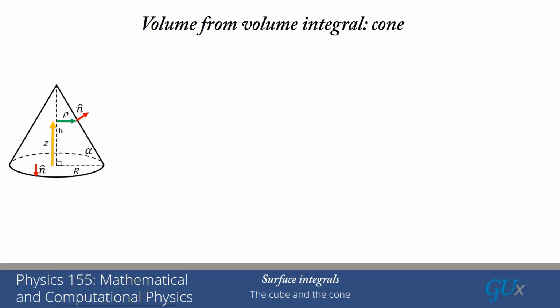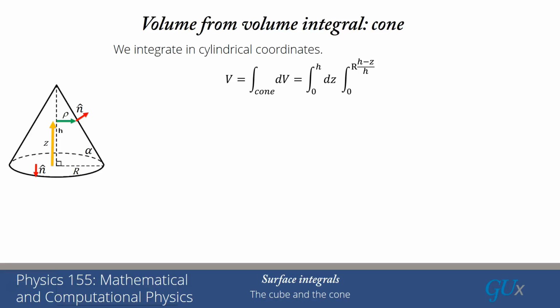To check that that is the volume of the cone, we're going to go one step further and just directly evaluate the volume of the cone from the volume integral. So we're once again going to use the cylindrical coordinates, the rho, z, and phi. I'm going to integrate the volume element over the cone. The cone runs from 0 to h dz. The rho runs from 0 to big R times (h minus z) over h.